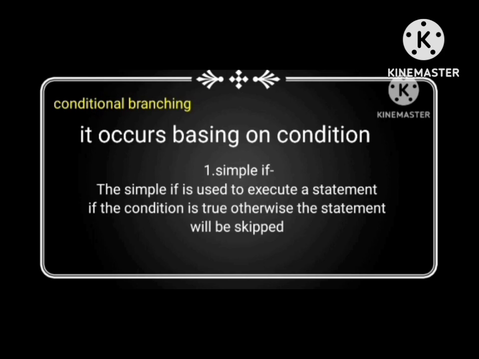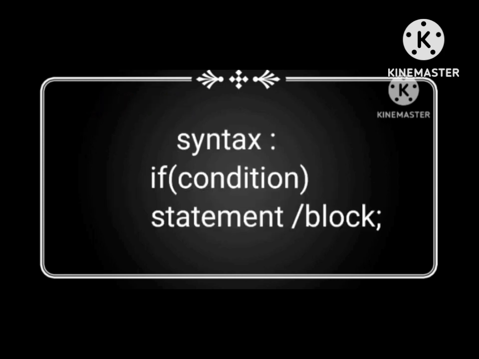C supports the following decision control and branching statements. If is used to execute a statement, otherwise the statement will be skipped. Syntax: if condition, statement or block, semicolon. This is the syntax of simple if.